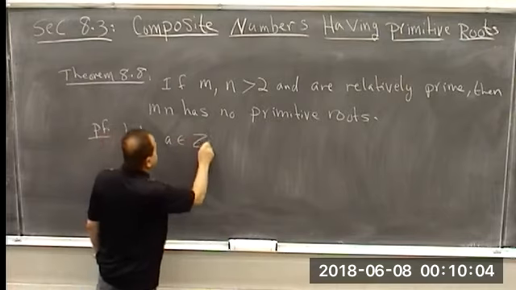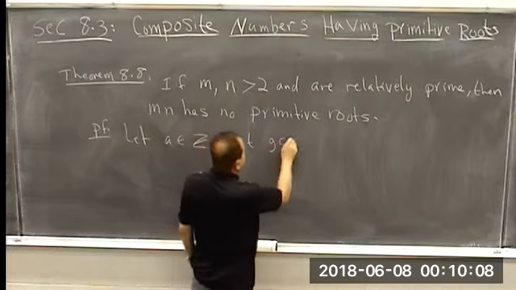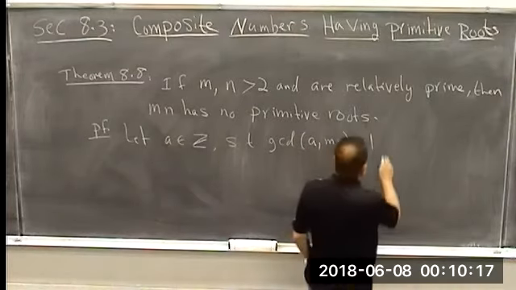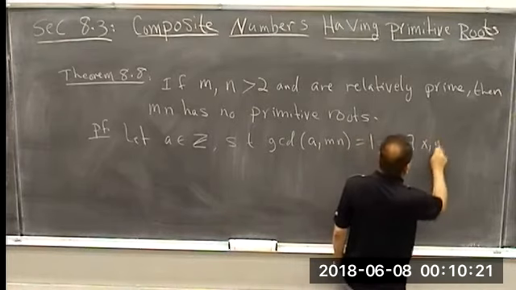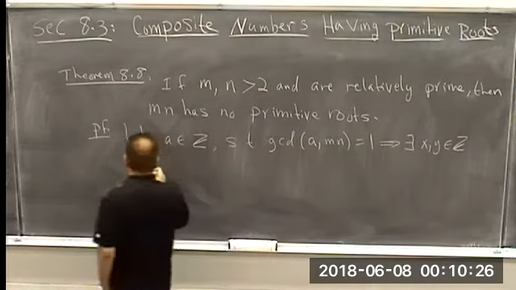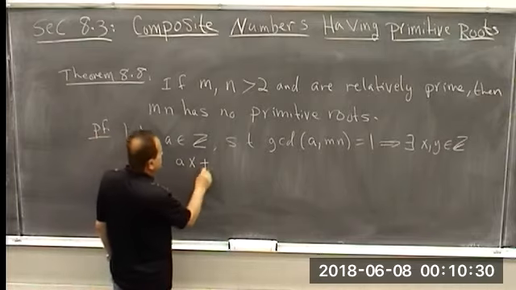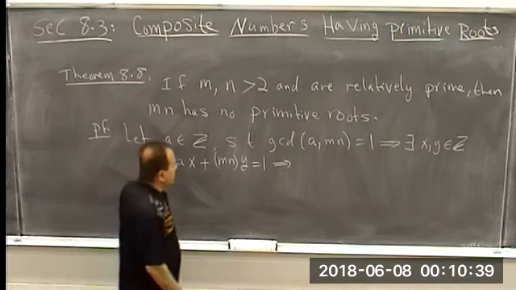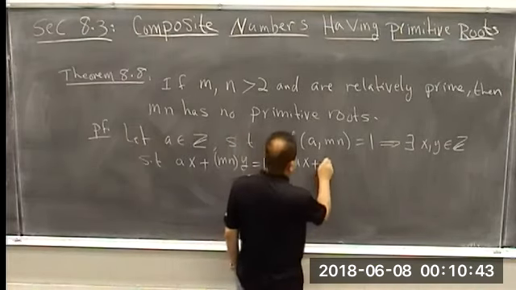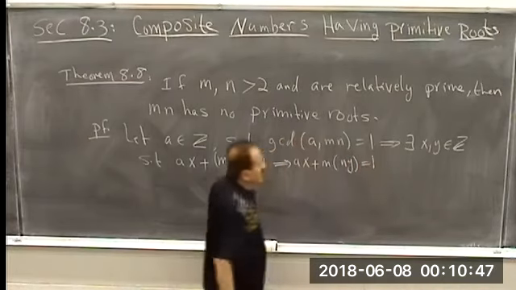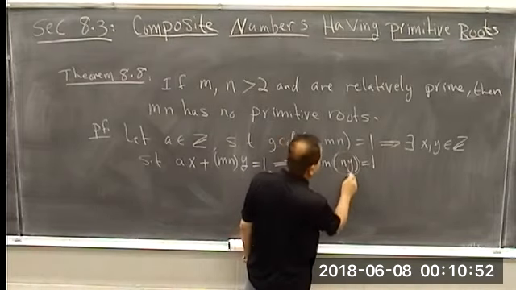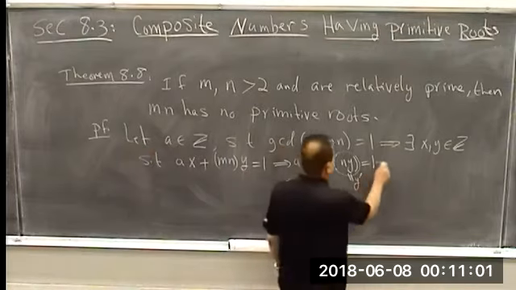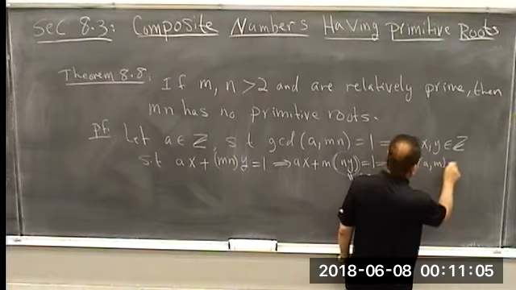So let's take a in Z such that the greatest common divisor of a and n equals 1. This implies there exist x and y in Z such that a x plus m n y is equal to 1. And we can think of n y as y prime. So this is a combination of a and m equal to 1, which means the greatest common divisor of a and m equals 1.